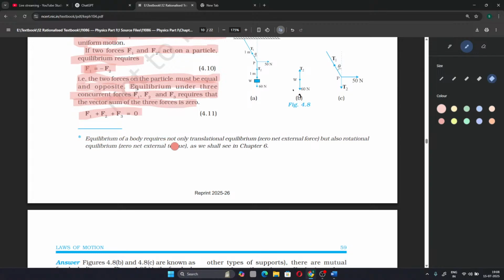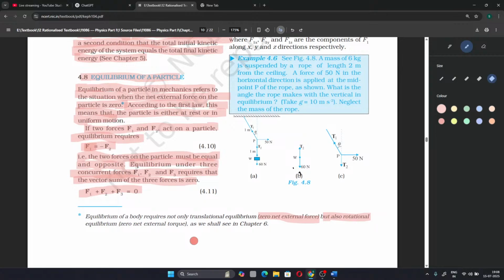Equilibrium of a body requires not only translational equilibrium, zero net external force, but also rotational equilibrium, no net external torque. Basically, a body attains true equilibrium only then. They are adding something more onto the definition. Equilibrium of a particle in mechanics refers to the situation where the net external force on the particle is zero. They're adding that it is not only the net external force that should be zero, but also the net external torque. Torque is a rotating force, a rotating motion, that also should be zero.